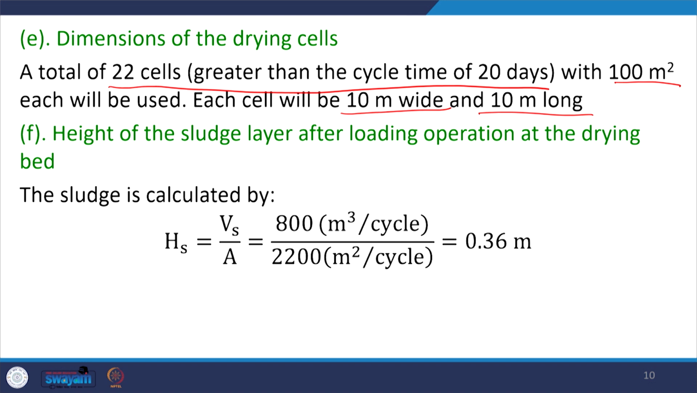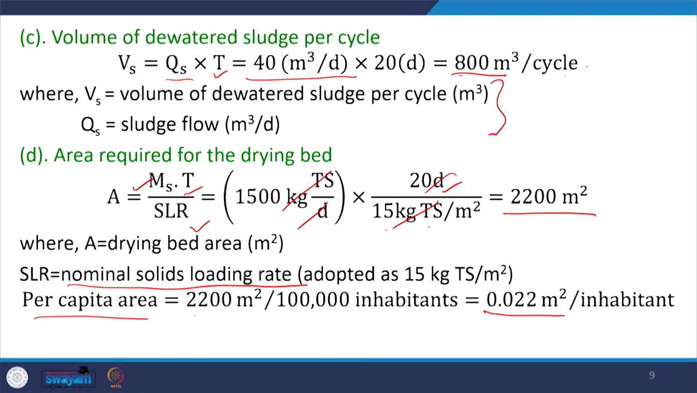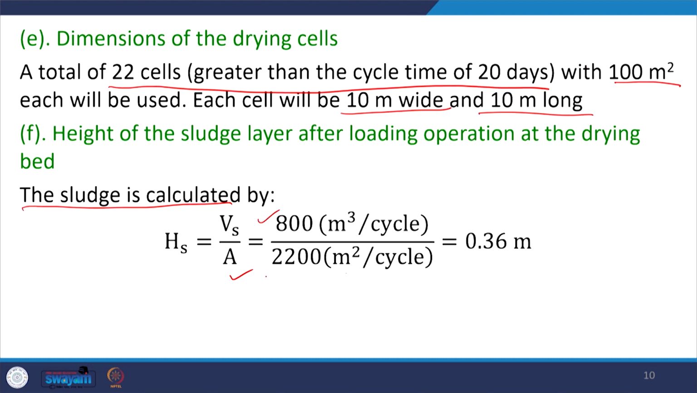The height of the sludge layer after loading operation at the drying bed can be calculated using this. Because we have the area which is 2200 meter square per cycle, and also we have calculated beforehand how much water we are handling, so it is 800 meter cube per cycle. So, if we divide 800 by 2200, 0.36 meter is the height, which seems to be okay. So, we can go ahead with using this designed drying bed for our operation. So, this is with respect to the sludge drying bed, how we can design the sludge drying bed.